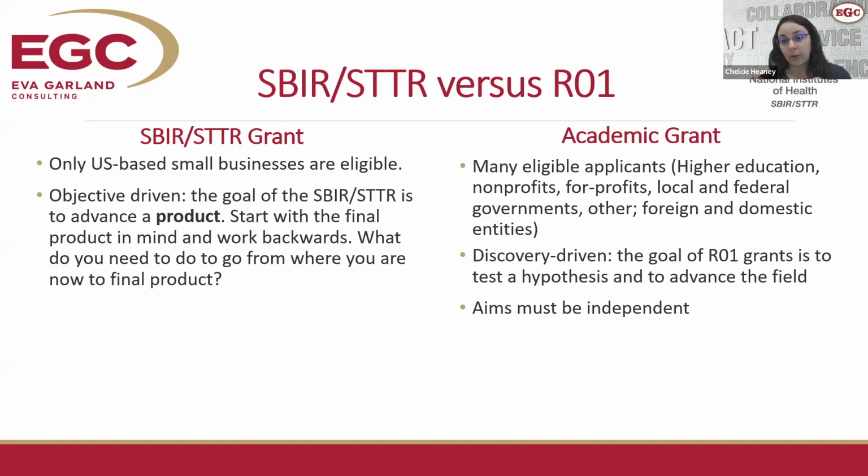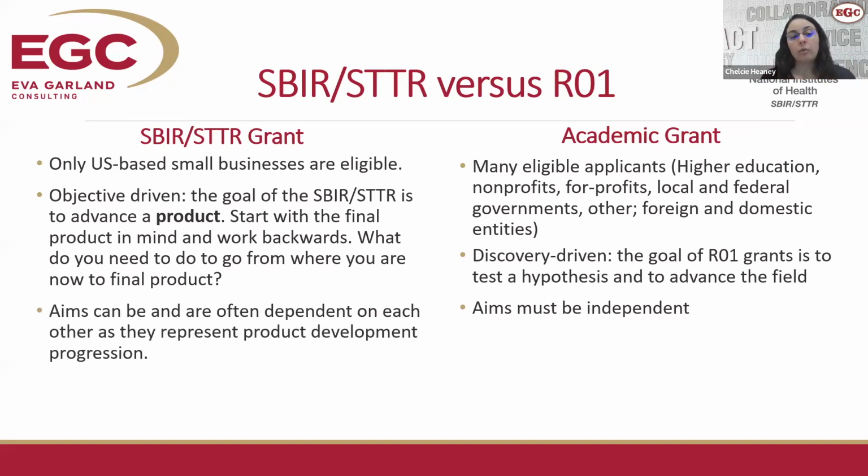That leads us into aims. So for an academic grant, because this is discovery driven, you're testing hypotheses, you're really encouraged to have your aims be independent of each other. Whereas with the small business grants, your aims are very often dependent on each other because they are steps in your product development pathway. You necessarily sometimes need to finish aim 1 in order to get to aim 2 to further your product.